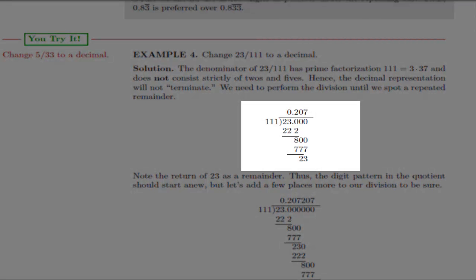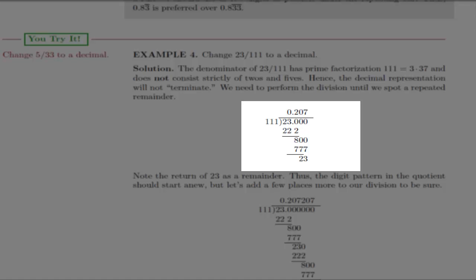111 does not go into 23, so we will add a 0. 111 goes into 230 2 times. 2 times 111 is 222. 230 minus 222 is 8. We'll bring down a 0.